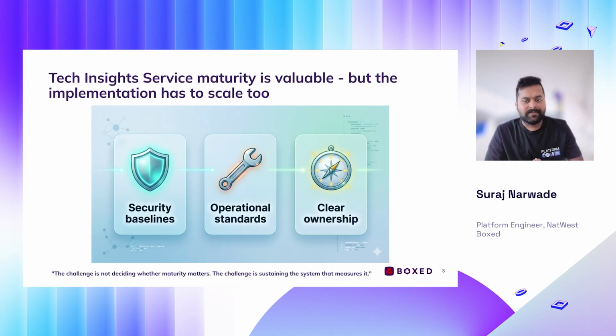Now, most platform teams do not struggle to justify service maturity. The benefits are obvious: better security posture, better operational standards, clearer ownership, and fewer surprises. The harder question is this: can the system you use to measure the maturity scale as cleanly as the standards themselves? Because if the answer is no, your measurement platform becomes another source of drag. And that's really the bridge between my previous talk and this one. Once the visibility model works, the next challenge is scaling the architecture behind it.